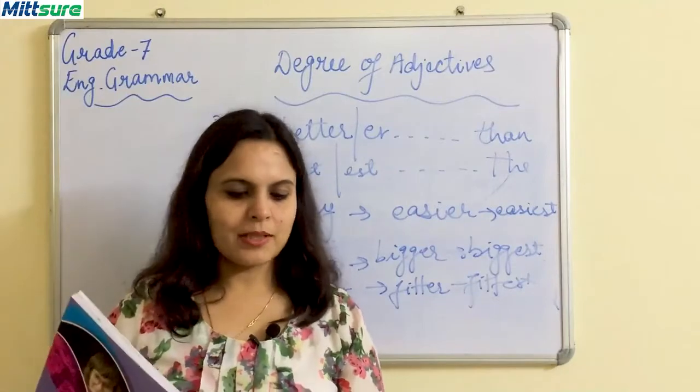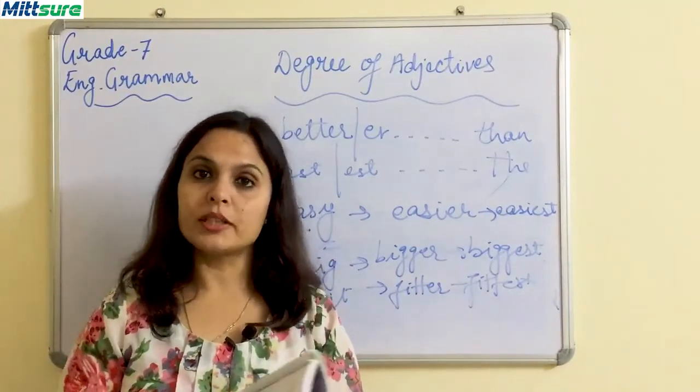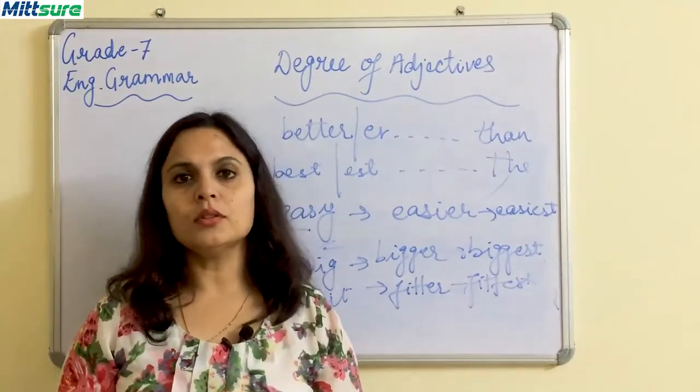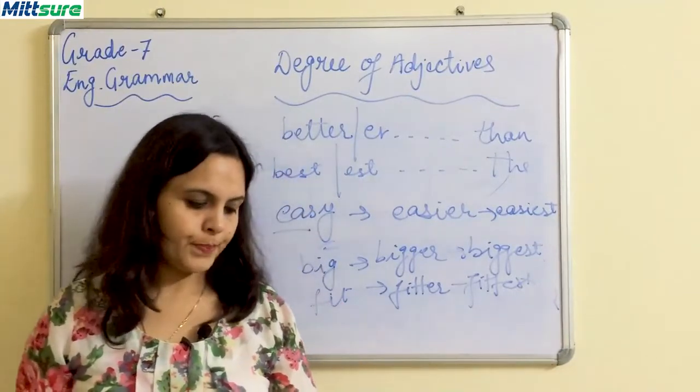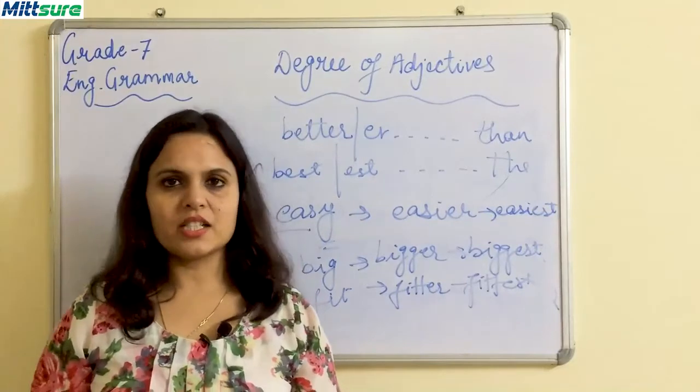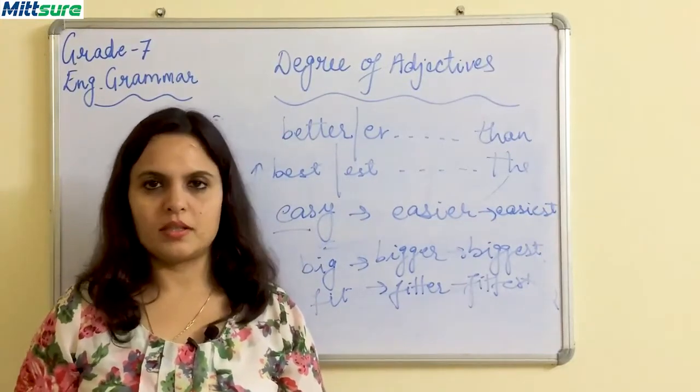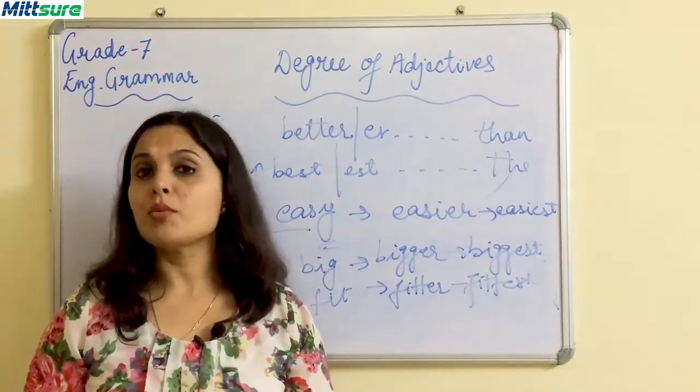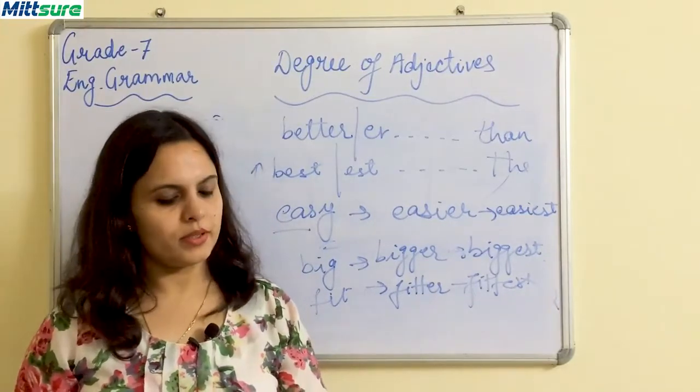A few more examples, like brilliant, more brilliant, most brilliant. Careful, more careful, most careful. Difficult, more difficult, most difficult. Then learned, more learned and most learned. Popular, more popular and most popular, right?